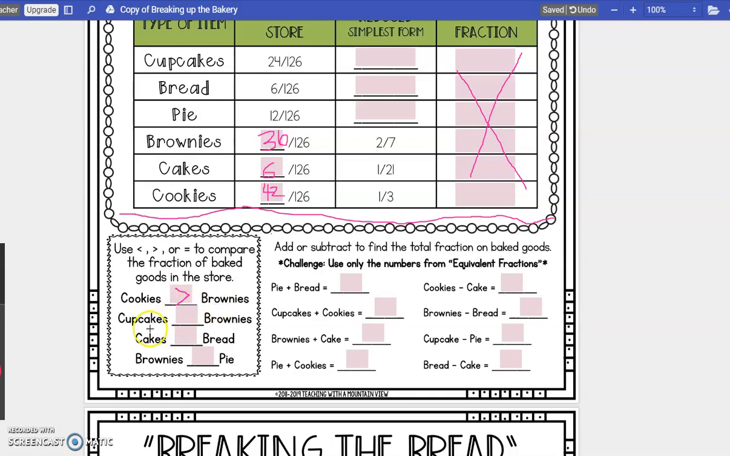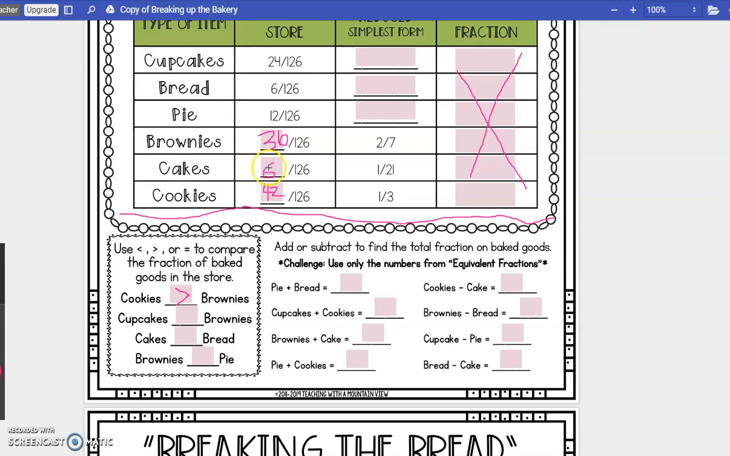Let's go ahead and look at the cupcakes and brownies, and then you will do cakes and bread, brownies and pie for homework. So cupcakes, there are 24 out of 126, and brownies, there are 36 out of 126. We have the same denominator, so we have to use the numerator, the top number, to figure out which one is bigger. So cupcakes has 24, brownies has 36. Go ahead and pause and try to write in your greater than, less than, or equal sign for cupcakes and brownies. Go ahead and pause the video now.